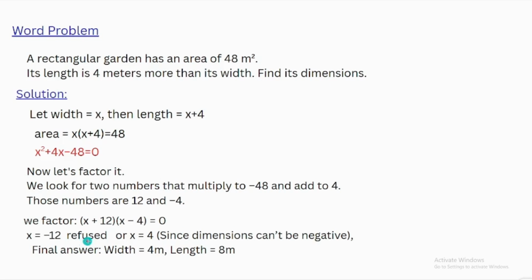This answer is refused because we are talking about length. Or x equals 4, and we will take this answer. Since x is the width, the width equals 4, and the length equals x plus 4, which is 8 meters. So this is the answer: the width equals 4 meters and the length equals 8 meters.